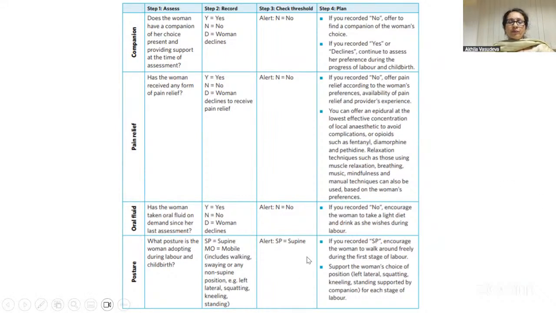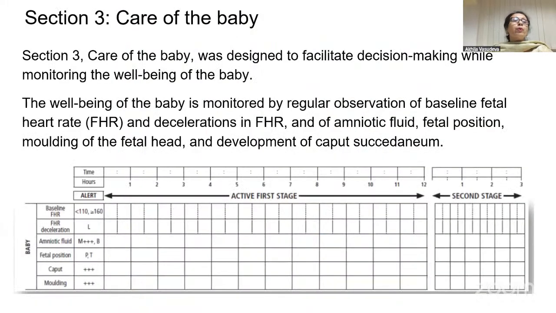Position again, confining them to only the supine position is said to be very, very uncomfortable. So they may want to walk around. They may want to adopt some position of comfort that they are happy with. Some women are okay swaying. Some women are okay with left lateral with the head up position, squatting, kneeling, whatever they want to do. As long as you're able to monitor the mother and the fetal well-being, the position of choice is always better to be adopted by mothers. So that's what is meant by supportive care.